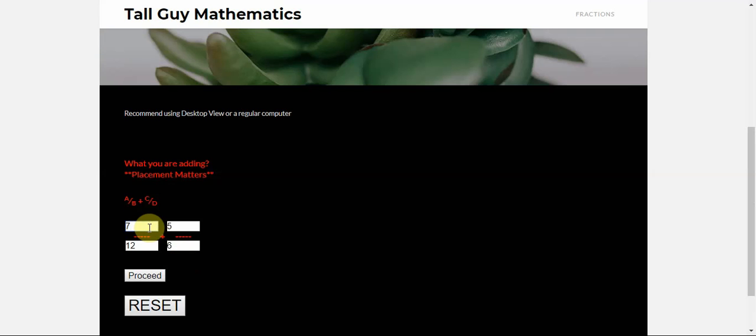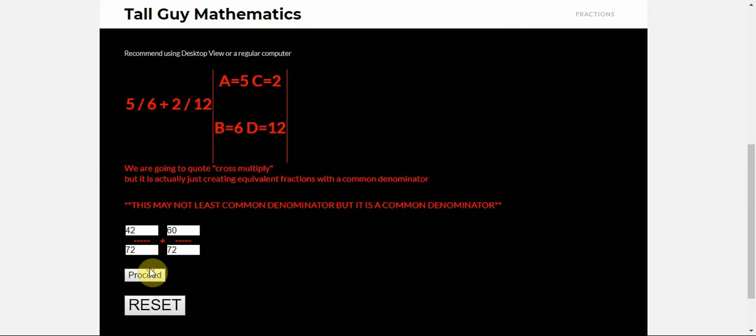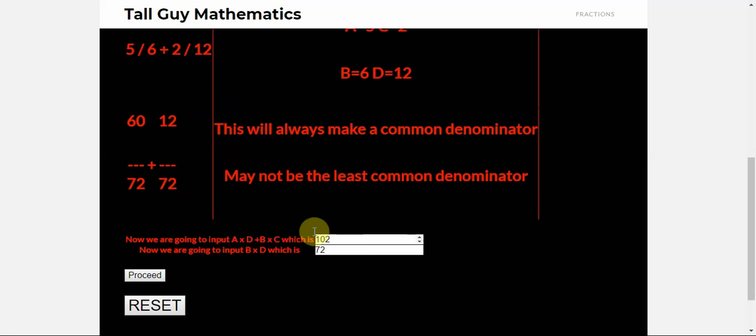So here's one that goes 5 6ths. So I'm just going to put in a 6 here. And 2 12ths. And again, we're not looking for lowest common denominator. We're just looking for a common denominator. So again, we take our a times d, 5 times 12, which is 60, 6 times 2, which is 12 because of our b times c, all over bd, which is 72 and 72 again.